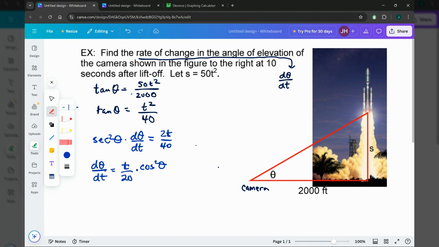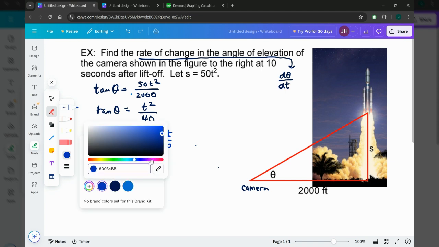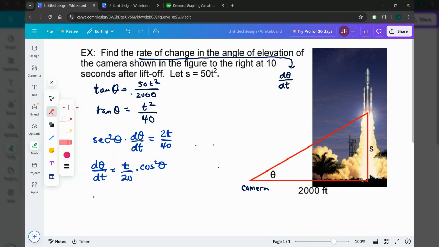Notice I didn't plug in t equals 10 yet. I don't want to plug in t equals 10 because t is changing, time is going on. It's going on and on and on, it's changing. So I don't want to plug in 10 until after I take the derivative. In fact, I'm going to do that now. I am going to choose a different color here. For d theta dt, I'm going to plug in t equals 10, so this would reduce to 1/2.